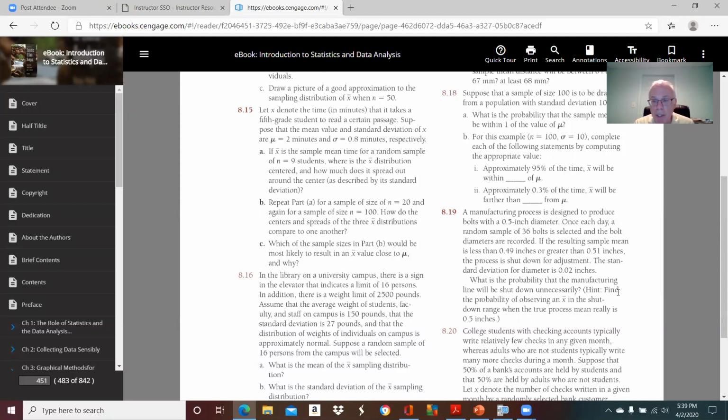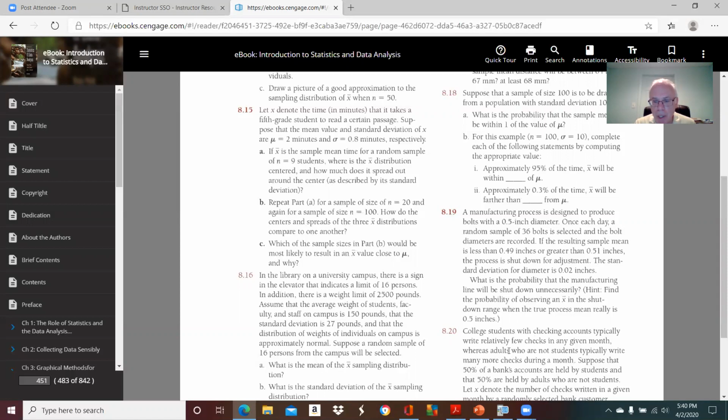And they also assume that the population standard deviation is 0.02. It says, what is the probability that the manufacturing line will be shut down unnecessarily? Now, what do they mean by unnecessarily? That means they will shut it down, and yet the population mean is 0.5. It shouldn't have been shut down. Well, that's what we're going to assume. We're going to assume the mean is 0.5. If that's not too confusing to you.